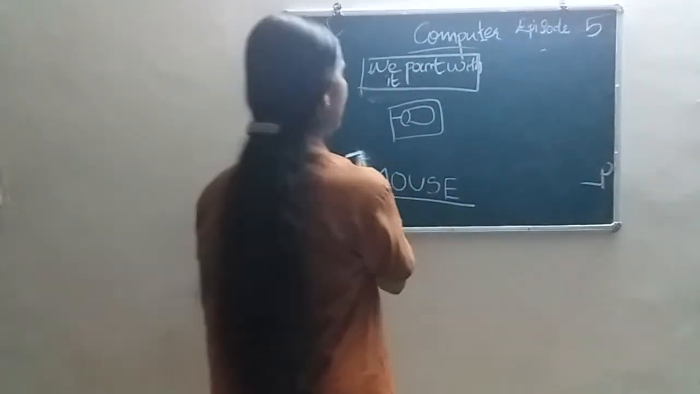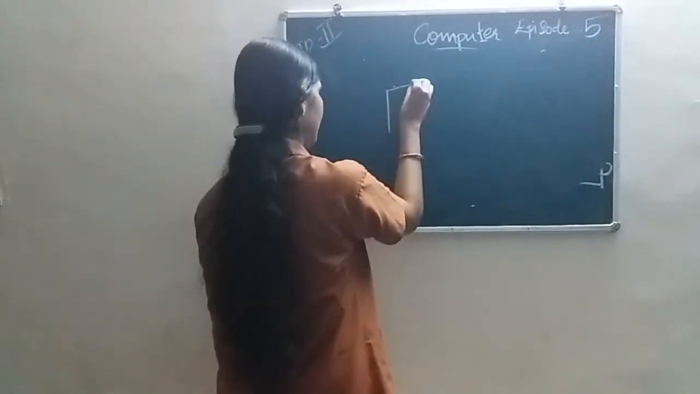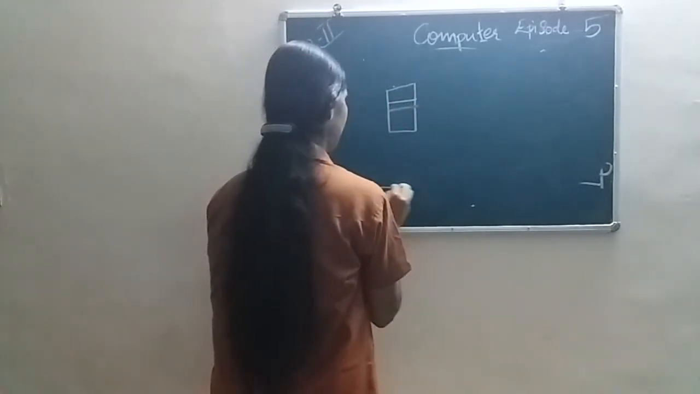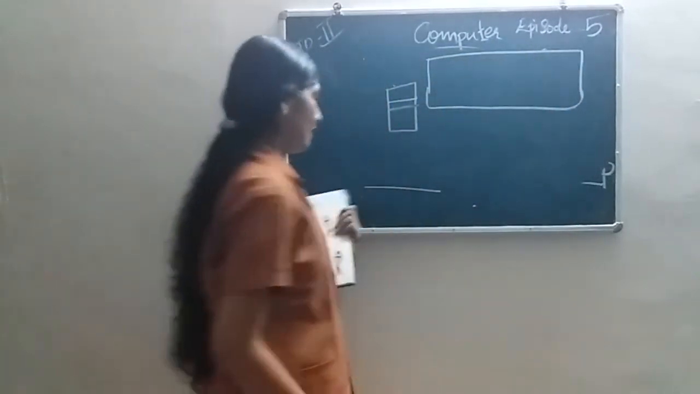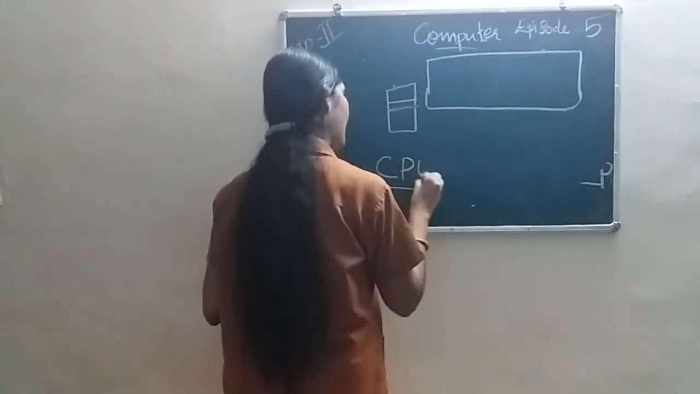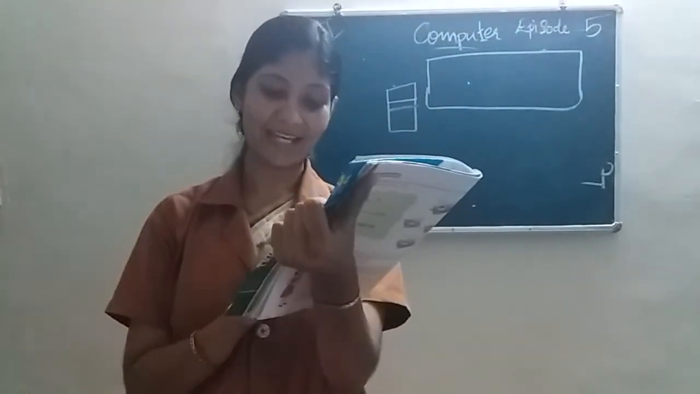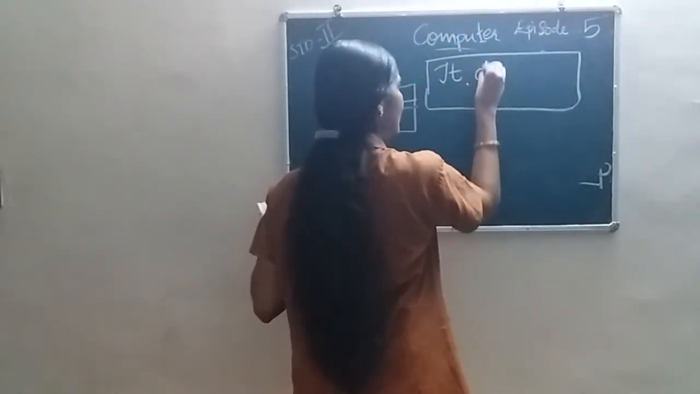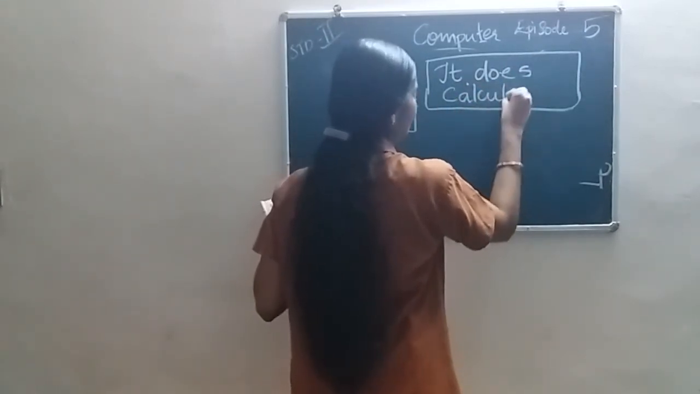Okay. In the second picture, what is the picture here? CPU, and you write the statements from the help box. So what is the statement here? It does calculations. So you can write here, it does calculations.